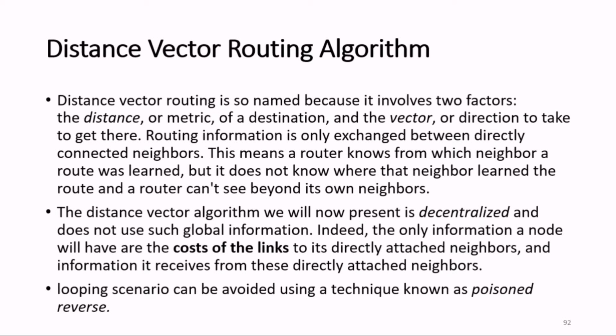The distance vector algorithm we will now present is decentralized and does not use such global information. Indeed, the only information a node will have is the cost of the link to its directly attached neighbors and information it receives from these directly attached neighbors.